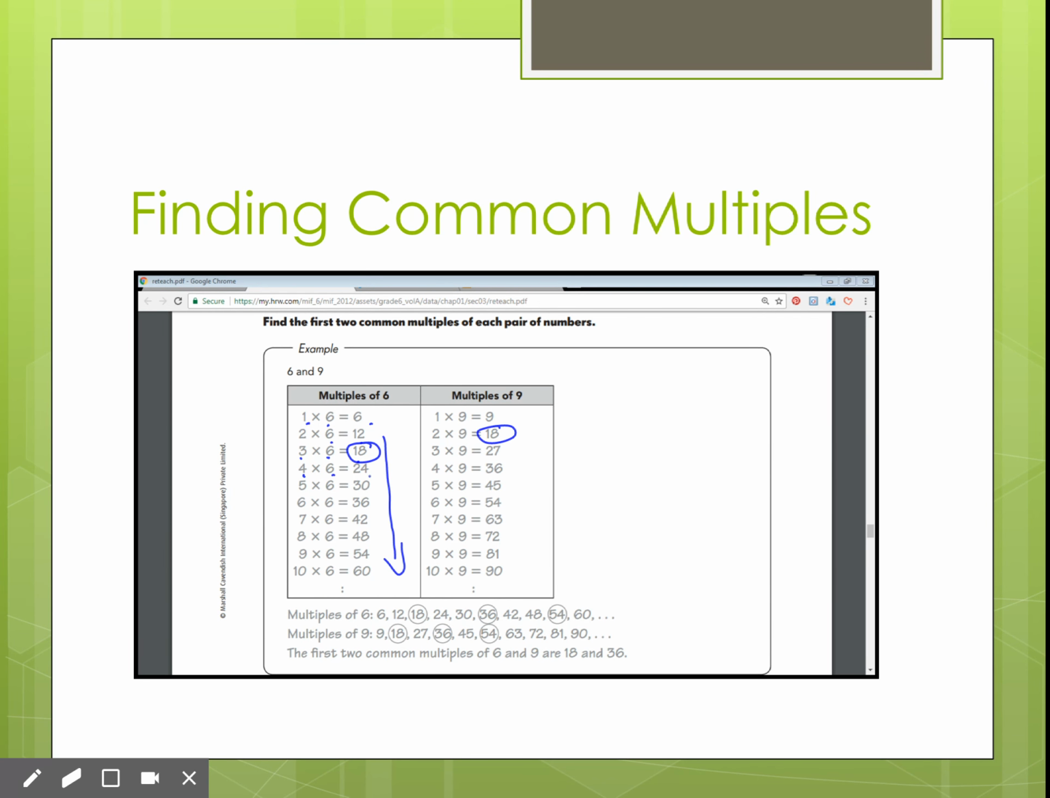4 times 6 is 24. You might be on 4 times 9 is 36. I recommend doing it at the same time because I think you'll find your matches quicker. But we don't find another match until we get all the way to 36. 6 times 6 is 36, and 4 times 9 is 36. So since they asked for the first 2 common multiples of each pair, you could stop there.